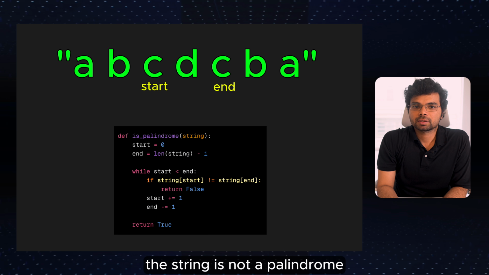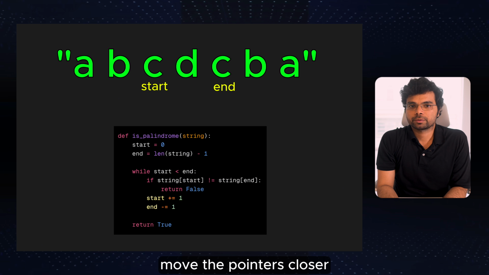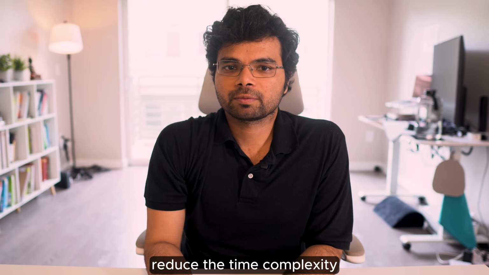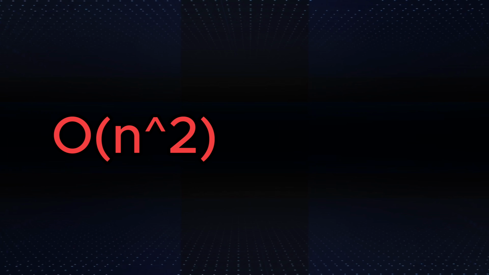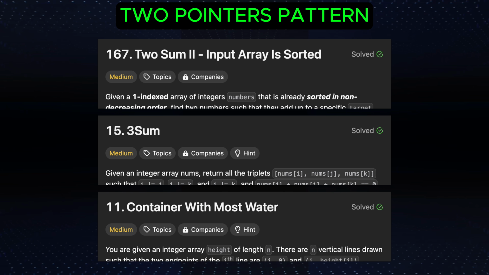If they don't match, the string is not a palindrome. Return false. If they match, move the pointers closer. Keep doing this until the pointers meet. The two pointers pattern can reduce the time complexity for many problems from O(n^2) to O(n). So make sure you practice it well. Here are a few LeetCode problems to get better at this pattern.